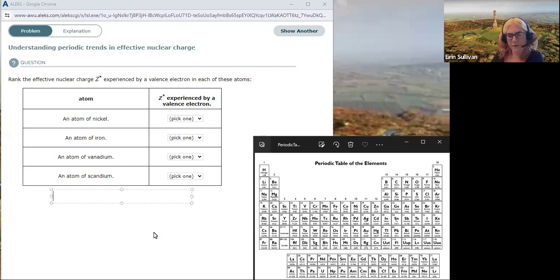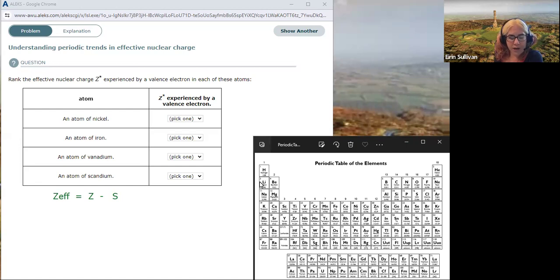If you're more of a math brain person, there's an equation that will help you with this: the effective nuclear charge equals the atomic number, which is the number of protons in the nucleus, minus a shielding constant, which is equal to the number of electrons in the core electronic configuration. So essentially, it will help you to predict this trend.